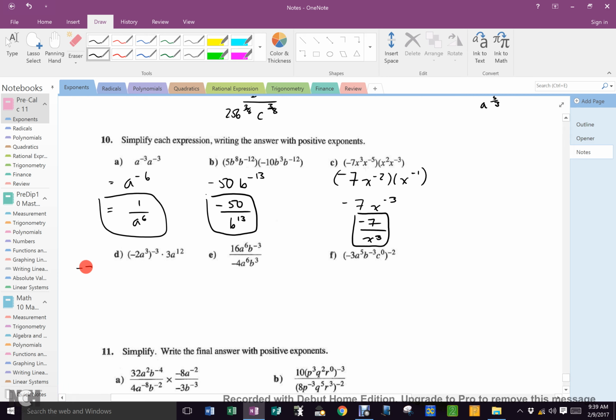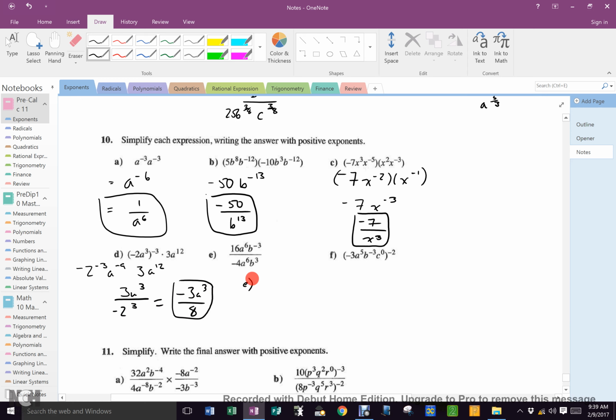This is negative 2 to the negative 3, a to the negative 9, 3a to the 12th. So the a's are going to team up, so that's going to be 3a to the third, and this negative 2 to the positive 3 is going to go down there, which gets me negative 3a to the third over 8.